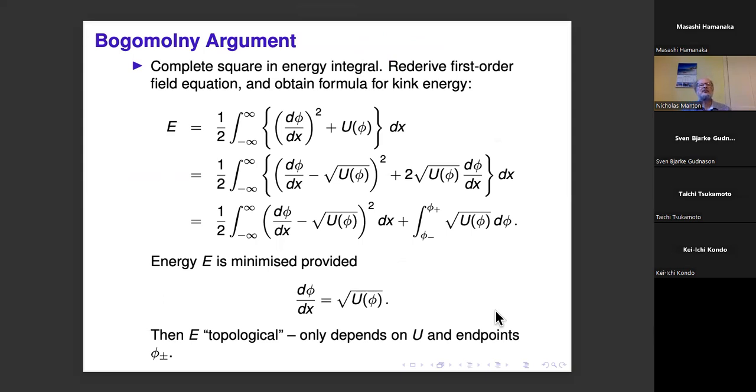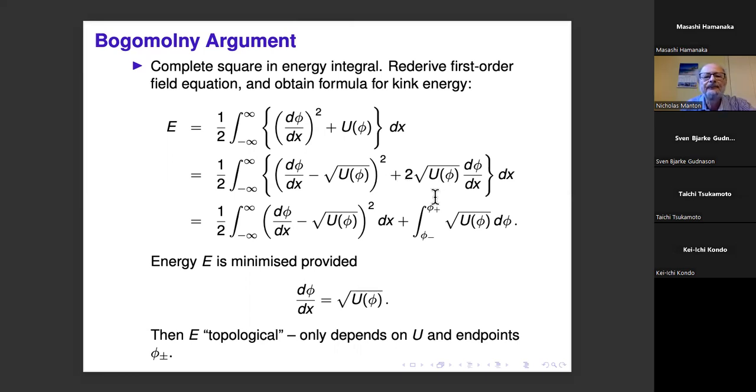Now, I'd like to show you in a bit more detail this Bogomolny argument. So I've been talking about this BPS, where B stands for Bogomolny. So let me just show you how that works, because it gives new insight into all the kinks I've shown you. So the idea is you take the energy function that I started with, but you complete the square. In other words, you take d phi by dx minus the square root of U and square that. That's called completing the square. But then there's a cross term, which is linear in d phi by dx and linear in the square root. So you get this cross term, the product of square root of U and d phi by dx with a factor of 2.